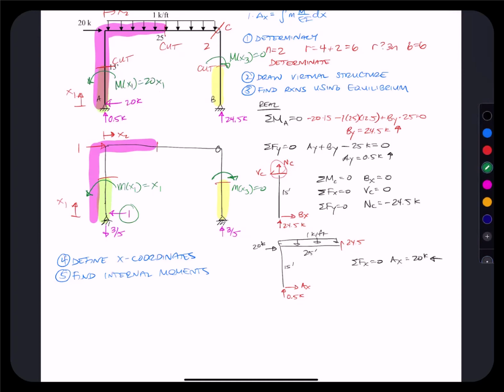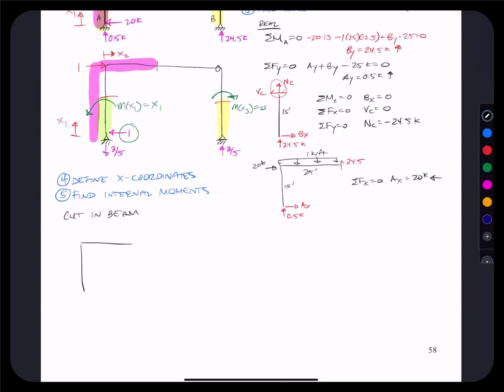So the only free body diagram I really need to draw, because it's going to be a little tougher, is my cut in the beam. So that's going to look like this for the real. I'm going to see my distributed load, my 20 kips, my x2 measuring from here, seeing the full length of, so I won't see x1. And I need my reactions, 0.5 and 20 kips. And where I've cut, I have released my M of x2.